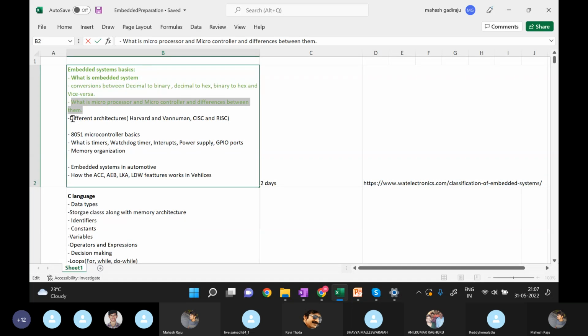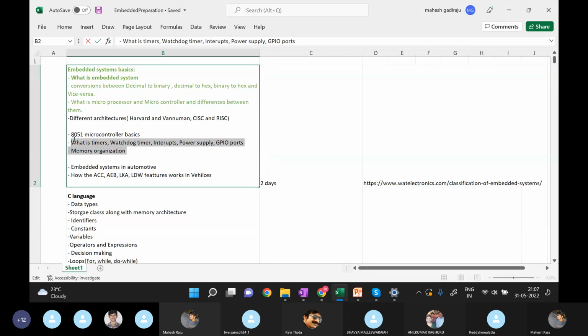So most probably today we'll see what kind of different architectures we have. We will not go through all these differences in detail. I will just give an overview of them because it's nowhere needed in software development for us. And we will give a little bit of the 8051 microcontroller basics, and we will see the microcontroller peripherals, like what the timers are, what the watchdog timer is, what kind of interrupts it will have, how the power supply will happen, what the GPIO pins are and all those things.